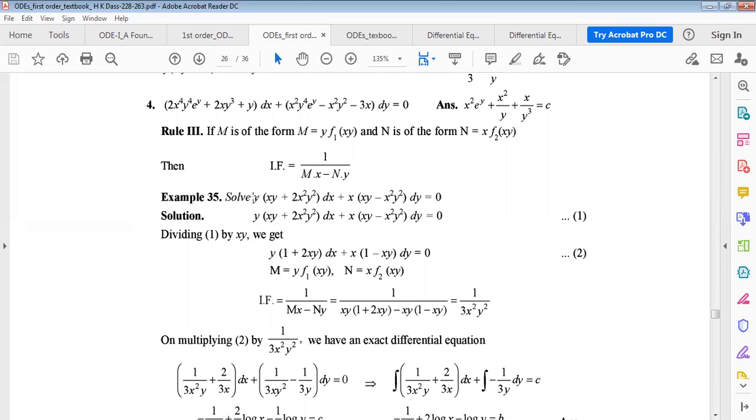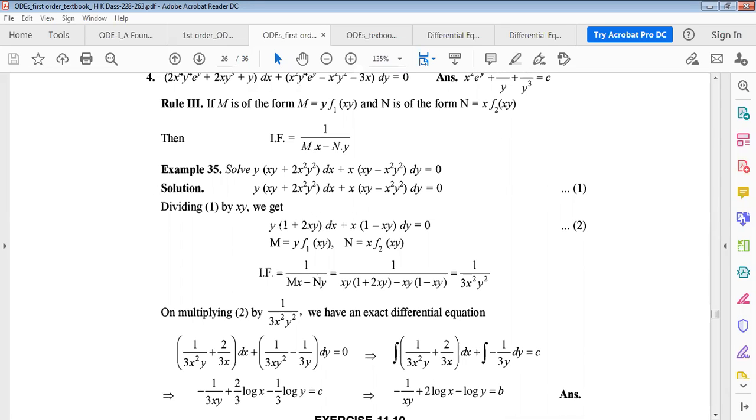Now how to solve this? Actually, y into this dx plus x into this dy equals 0. Actually y into f of xy, this is the first function, which is M, and this is N, actually x into f of xy. We can write this given differential equation like this.